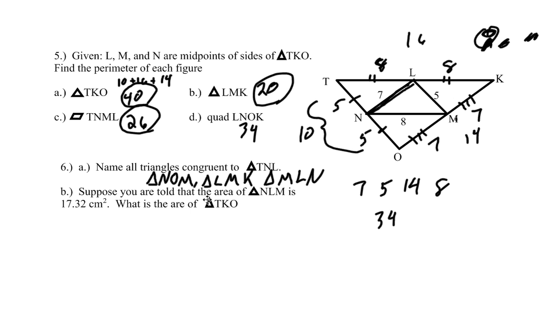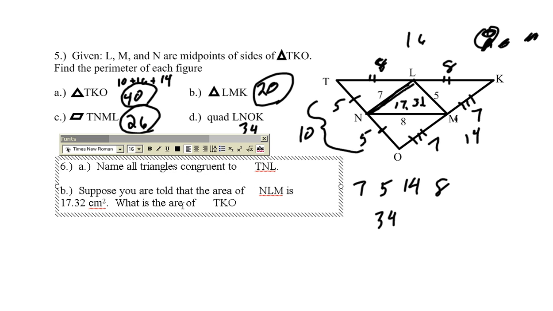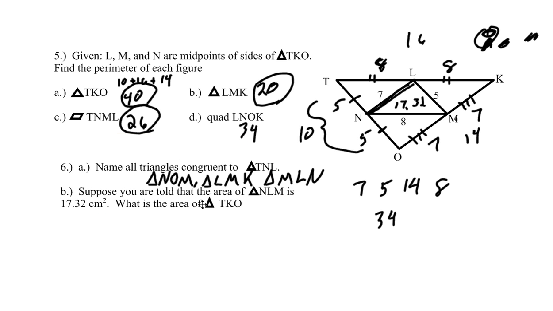Next it says, suppose you're told that the area of triangle NLM, this middle triangle, is 17.32 centimeters squared. What is the area? That's a typo. That should say area of triangle TKO. Well, TKO is this whole big triangle here.